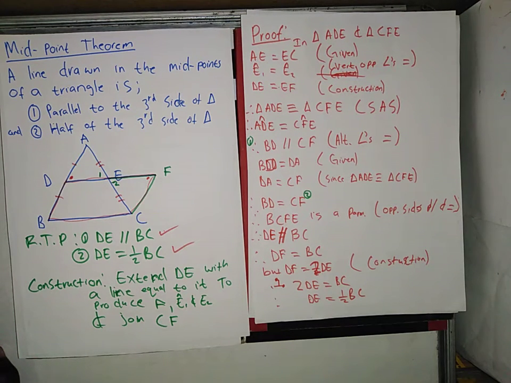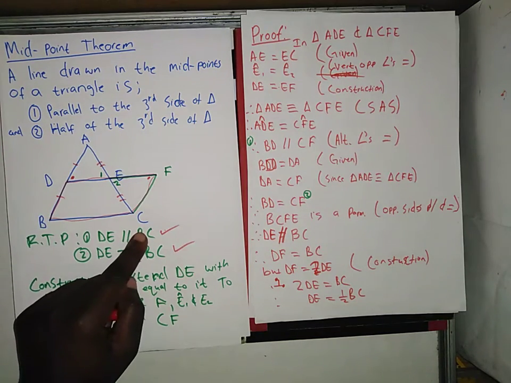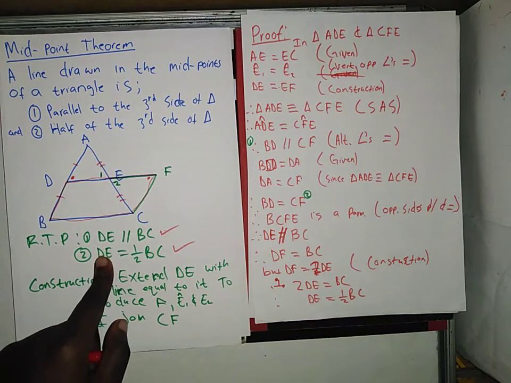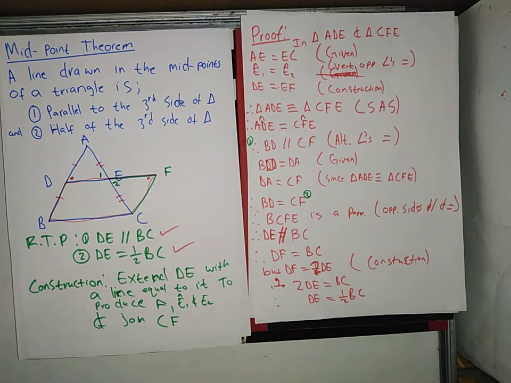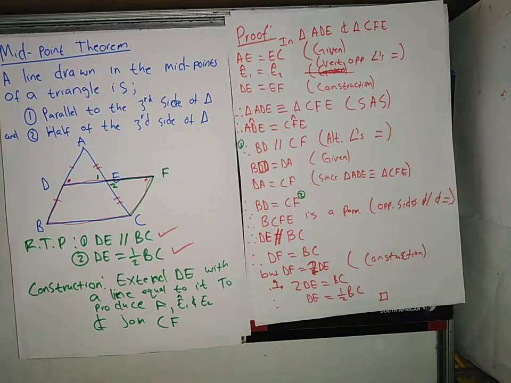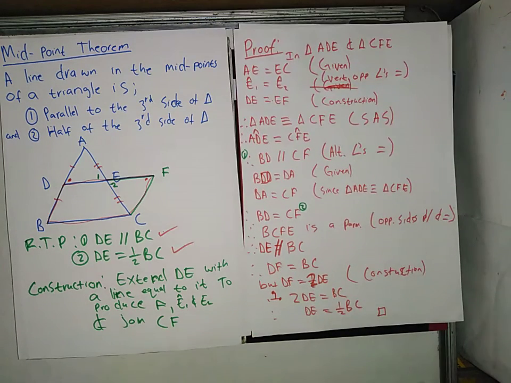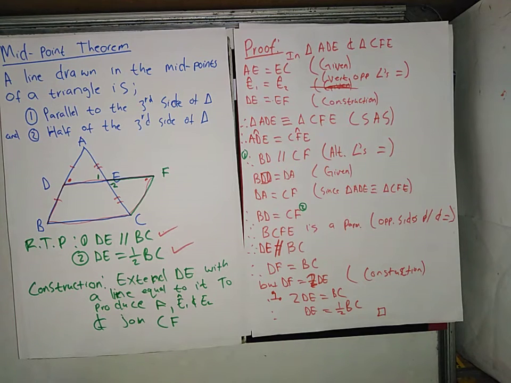Okay, so what is happening? You have shown that DE is parallel to BC. You have also shown that DE is half of BC. So those are the two conditions that you were supposed to prove in the first place. So this is what was supposed to be proved. You have proved that if you draw a line joining the midpoints of two sides of a triangle, then that line is, one, parallel to the third side of the triangle, but not only that, secondly, it is half the third side of that triangle.